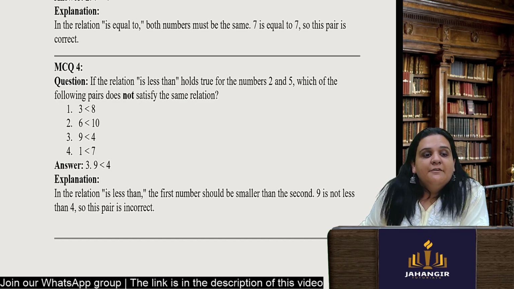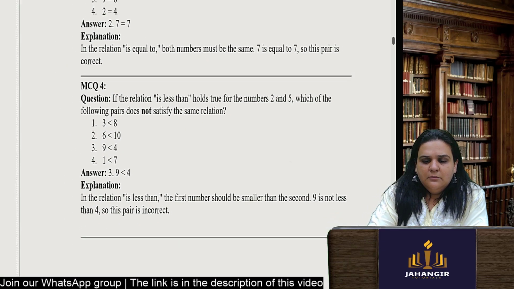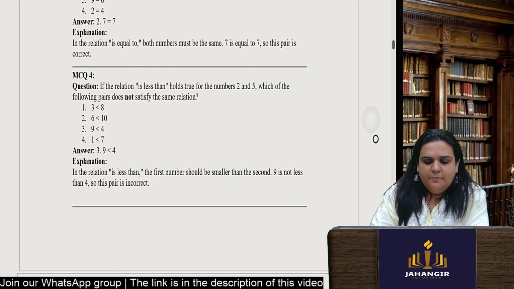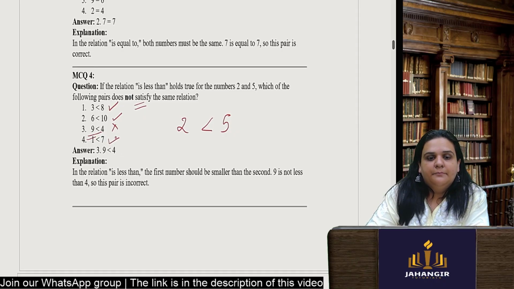Okay. If the relationship is less than, it holds true for 2 and 5. Yes, it holds true for 2 and 5, obviously less than. Which of the following pairs do not satisfy this relationship? So, 9 is less than 4 is not satisfying this relationship. This is totally wrong. 3 is less than 8, 6 is less than 10, 1 is less than 10. All are correct.